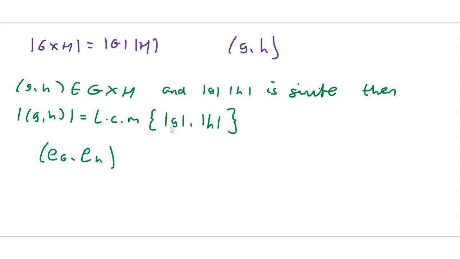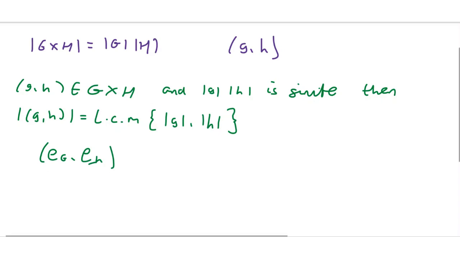So the lowest common multiple is the smallest number such that it's a multiple of both the order of g and the order of h, and that means that this will be the first time that we'll get this double identity. Okay, there'll be times before that where we just get e_G appearing but not e_H. There might be another time where we get e_H but not e_G. But the lowest common multiple is the first time these both appear, and that's the order.